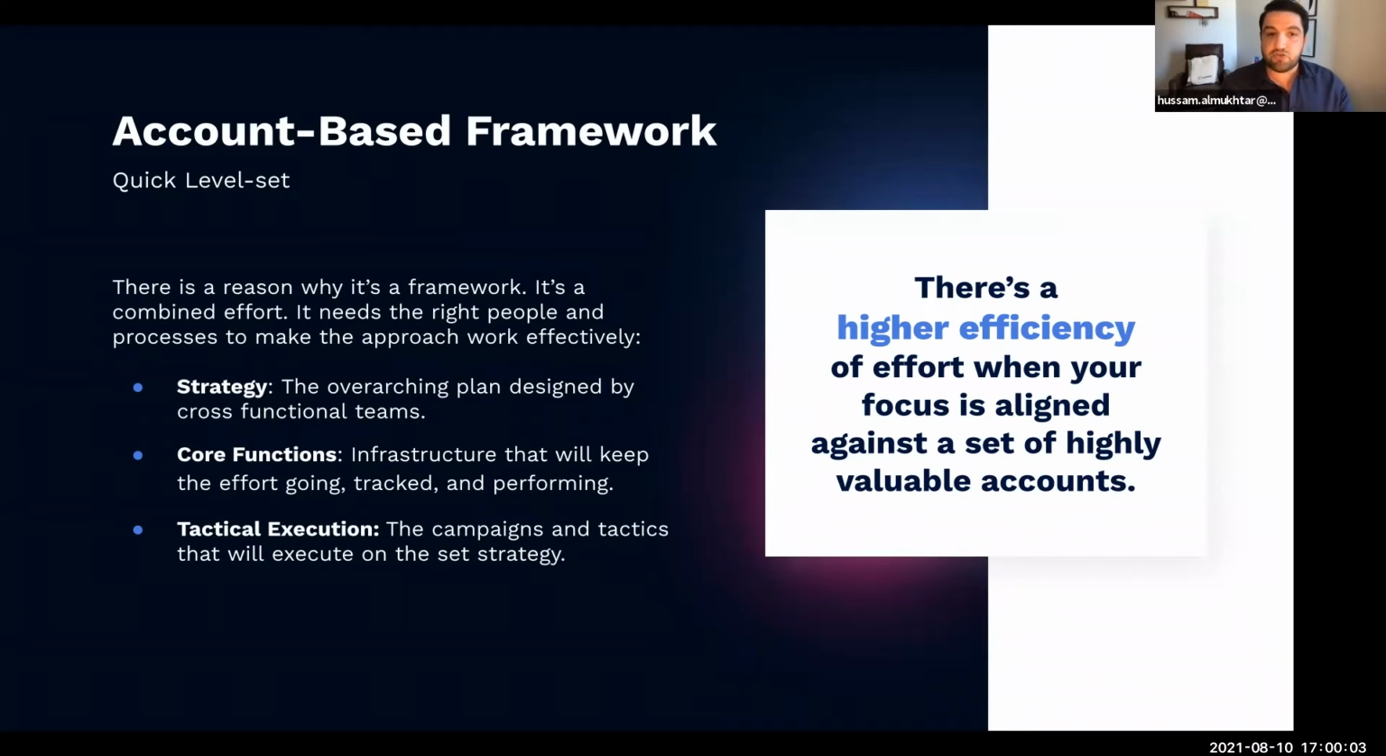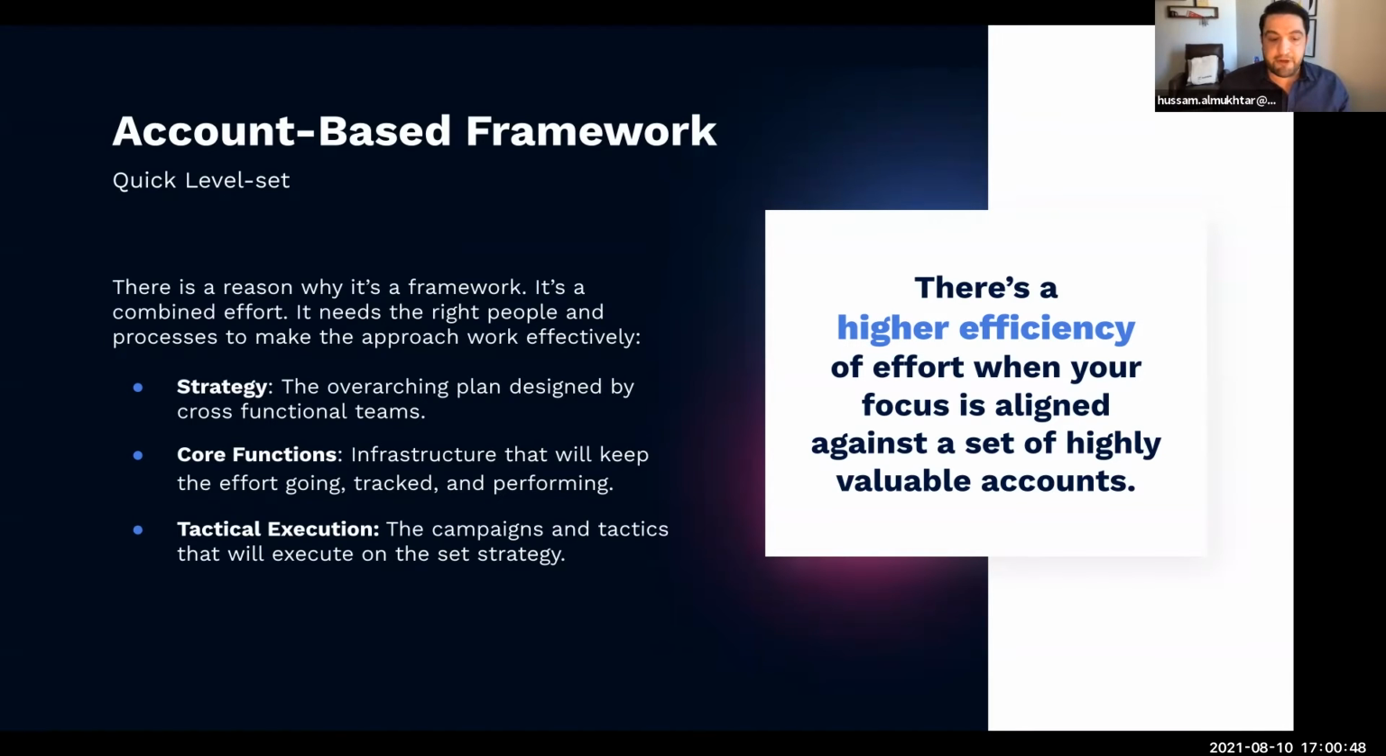It requires a set strategy designed by the go-to-market cross-functional teams between sales, marketing, customer success, operations, and so forth. And operations gets involved because they set up the core functions of infrastructure. What is going on? How are we tracking? How are we performing against this set of accounts? And then finally, how do we execute? What kind of channels do we use to execute the framework through? And all of that is happening under the hypothesis that there is a higher efficiency of my effort when that effort is strategically aligned to target a set of valuable and strategic accounts.